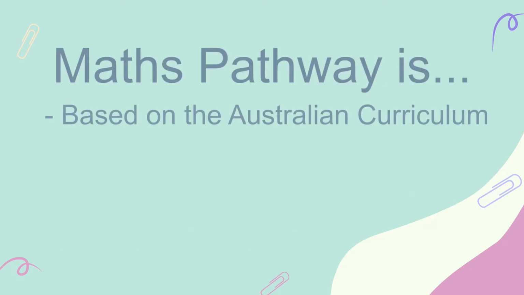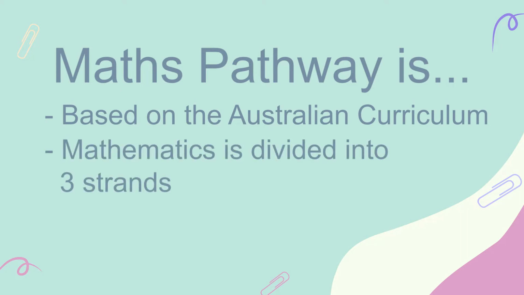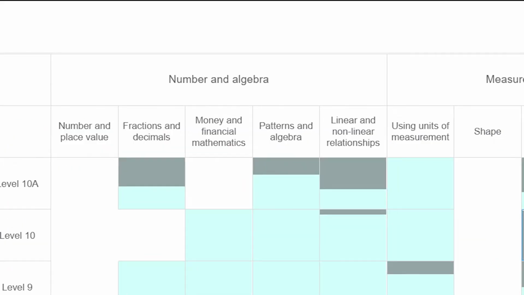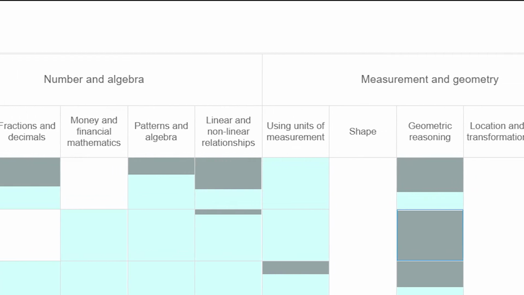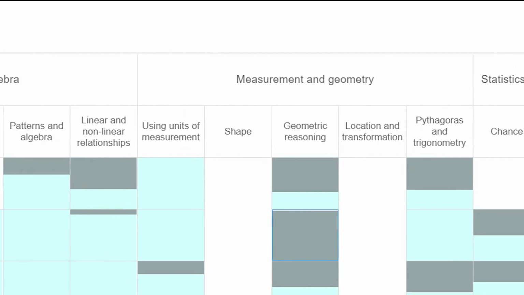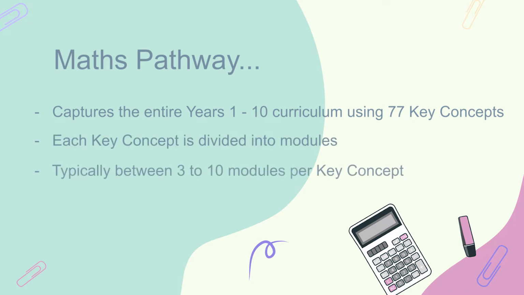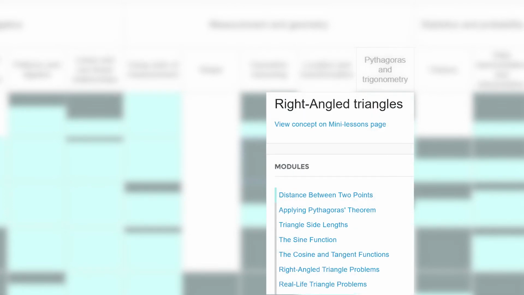Maths Pathway is based on the learning required by the Australian curriculum and similarly divides mathematics into 3 strands: numbers and algebra, measurement and geometry, and statistics and probability. These are further divided into 12 substrands such as patterns in algebra, geometric reasoning, and chance. Collectively, Maths Pathway captures the entire 1 to 10 maths curriculum using 77 key concepts. Each key concept is again divided into modules. There are typically between 3 and 10 modules per key concept. For example, the right angle triangle key concept found under the Pythagoras and trigonometry substrand has 7 different modules.